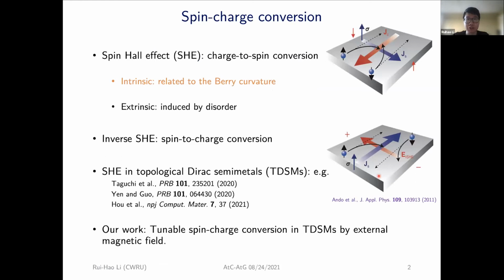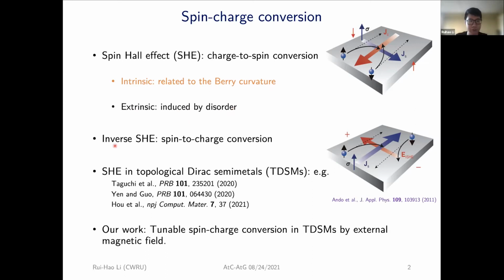We know that spin charge conversion has been an important theme in spintronics. In particular, the spin Hall effect is a well-known example of charge to spin conversion. And the origin of the spin Hall effect can be traced back to basically two mechanisms: the intrinsic one, which is related to the Berry curvature, and the extrinsic one, which is induced by disorder. Typically in topological materials, the Berry curvature gets enhanced due to the band topology, so the intrinsic contribution will be dominant.